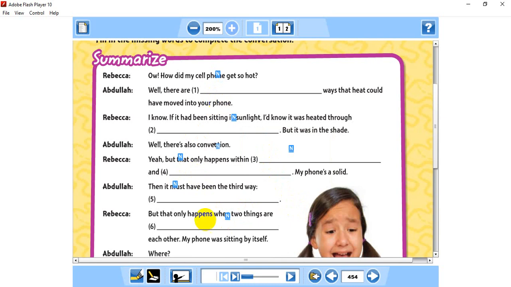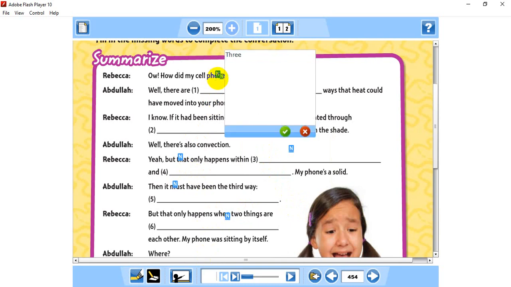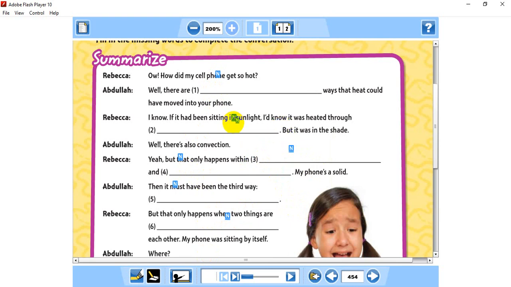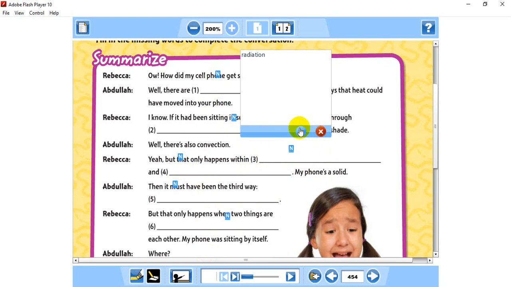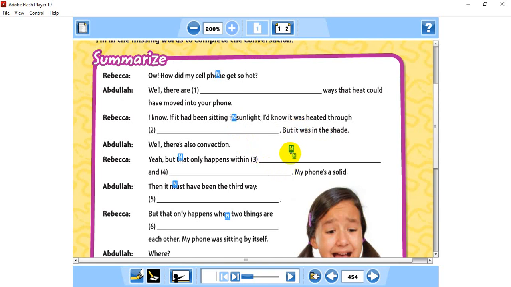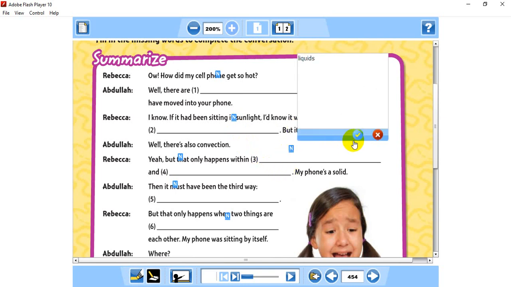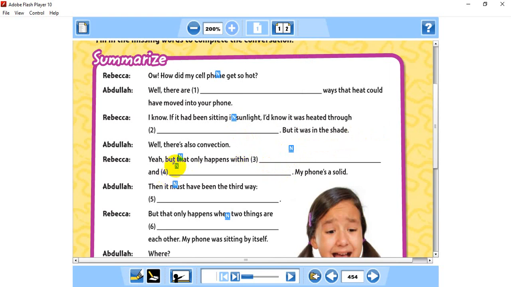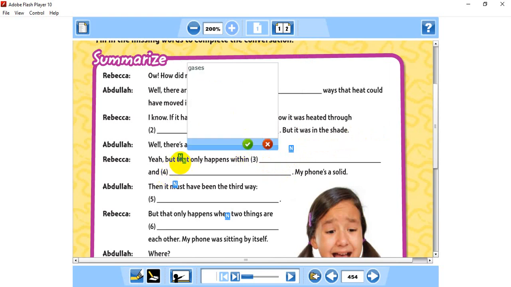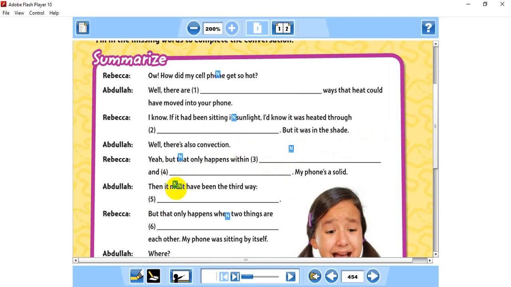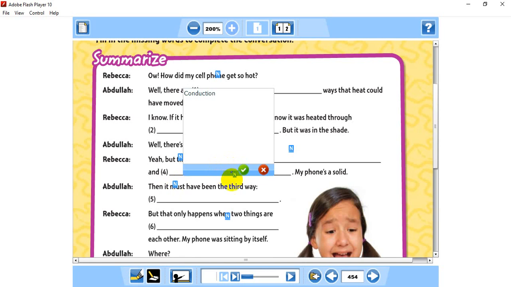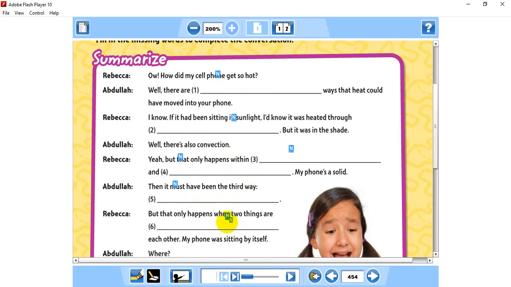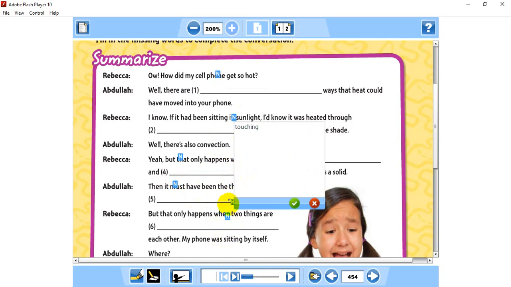Okay, guys. So the first one here, 3. And the second one is radiation. The third one is liquids, and the fourth one is gases. And the fifth one is conduction. And what about number 6 now, guys? Number 6, we write what exactly? Touching, because there are two objects touching.